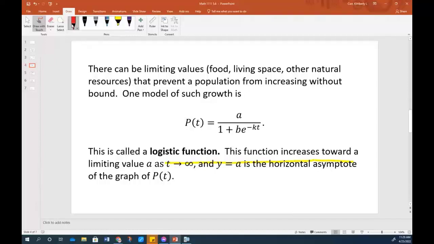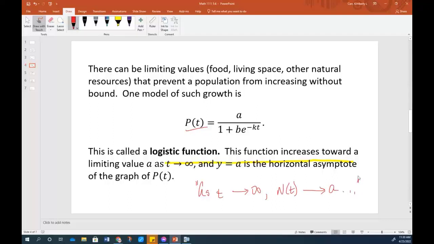The way that's going to be written in your homework a lot of times, and they're going to ask you this question more than once, so you want to look for this phrase, as t heads to infinity. And it could say n of t, because sometimes they use n for number, or it could say p of t like I have up here, but your function value heads to that limit.